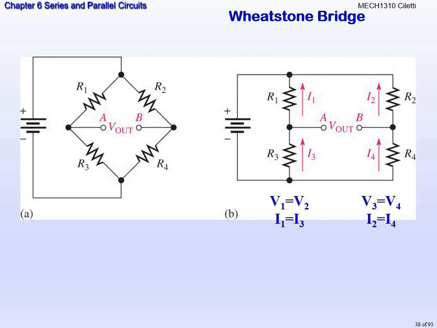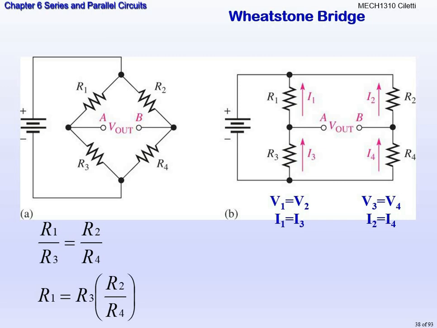We can see the relationship between the different currents, and we can see that for a balanced one, V1 has to equal V2, and V3 has to equal V4, and the currents I1 has to equal I3, and I2 equals I4. So if we're looking at it balancing, here is the relationship, and I don't want you to memorize resistor numbers. I want you to learn the series relationships and the parallel relationships.